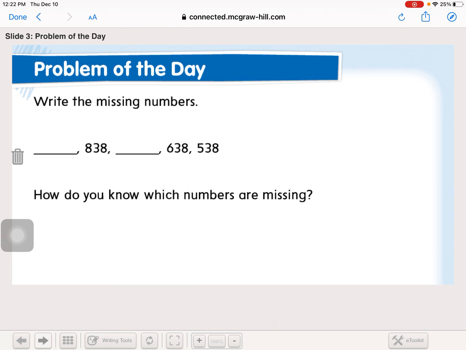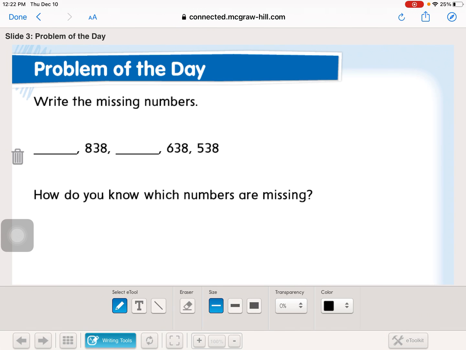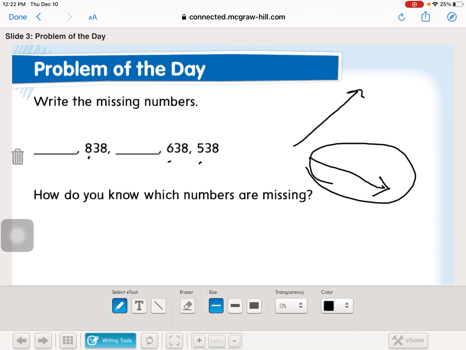It says write the missing numbers. How do you know which numbers are missing? So we have 838, blank, 638, 538. So notice, are our numbers getting bigger as they go, or are they getting smaller as they go? 838, 638, 538. They are getting smaller, right? They're decreasing or getting smaller.